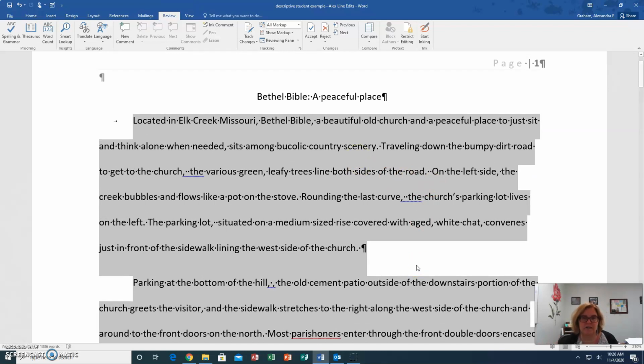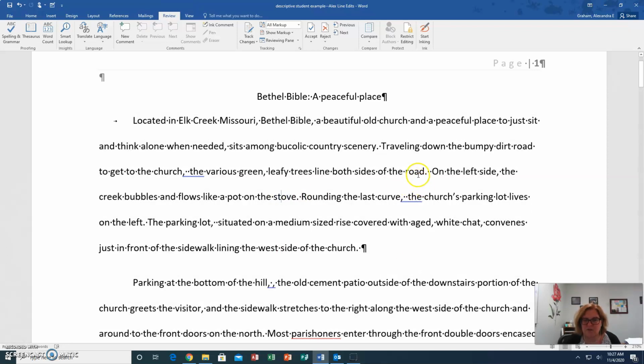stronger. All right, so located in Elk Creek, Missouri, Bethel Bible, a beautiful church and a beautiful place to just sit and think alone when needed, sits among bucolic country scenery. Traveling down the bumpy dirt road to get to the church, the various green leafy trees line both sides of the road. On the left side, the creek bubbles and flows like a pot on the stove. I don't like the way that sounds because the stove and road, they have the same sort of sound, and I'm not trying to be a poet, but I'll come back to it.